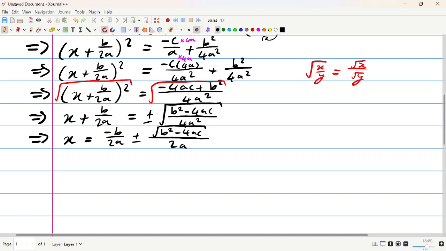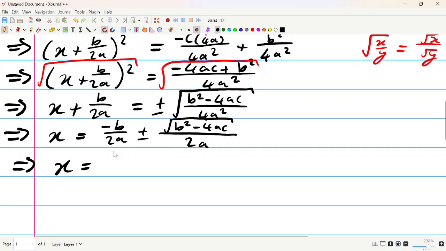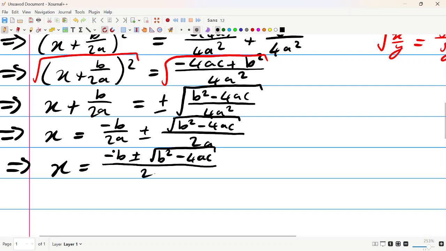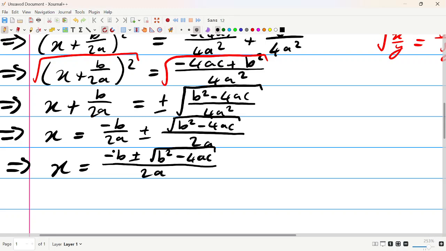Okay, and then notice we have a common denominator between the plus and the minus sign, so this implies to us that x is equal to, and I'm going to zoom in for this one so it's clearer, x is going to be equal to negative b plus minus the square root of b squared minus 4ac, all divided by 2a. Okay, so therefore we have gotten our quadratic formula.